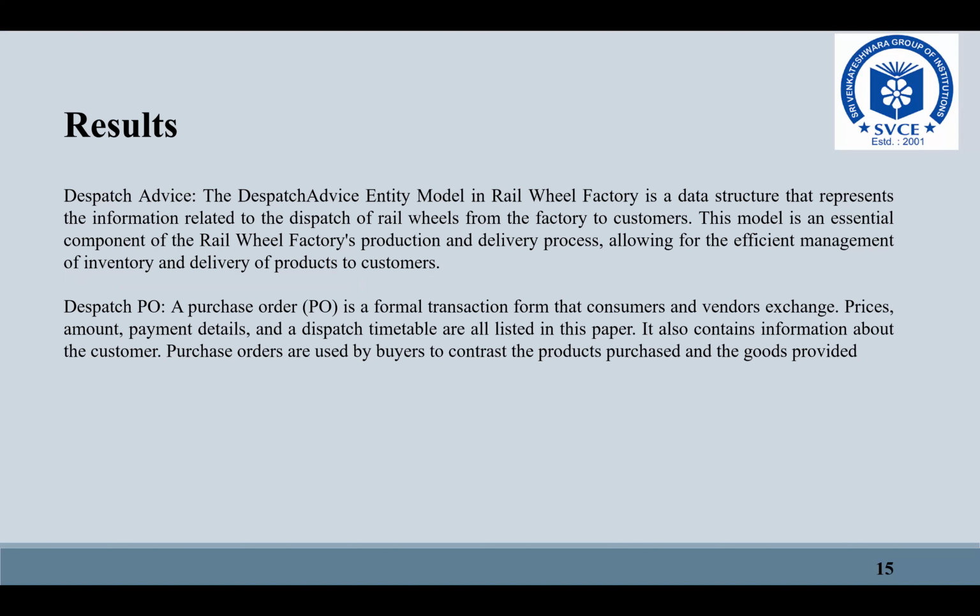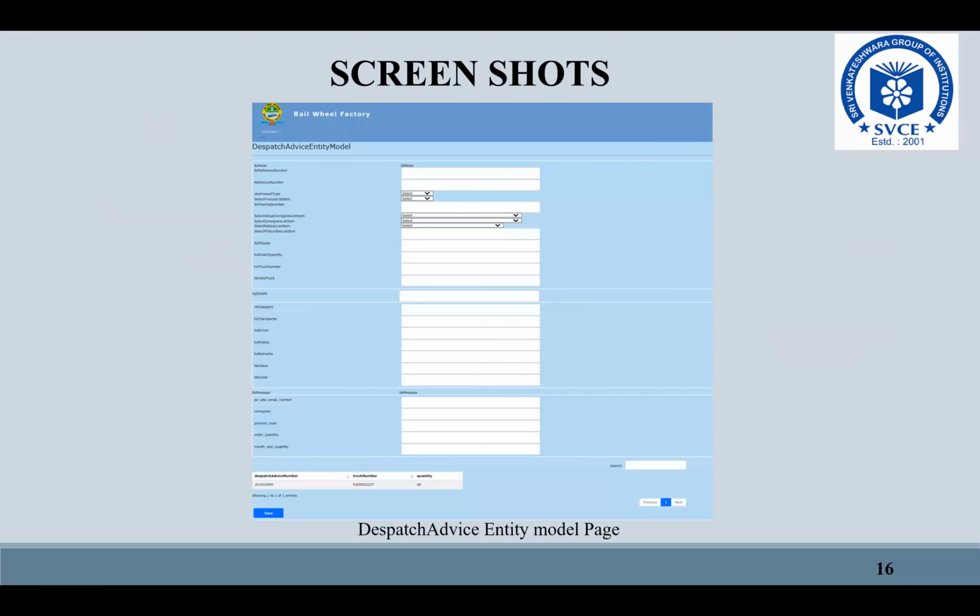condition. Dispatch PO is another page which allows users to check that the correct items are being dispatched before sending out goods. It also ensures that providers have received payment or confirmation of payment before dispatching goods. It helps maintain accurate records of transactions related to dispatching goods.